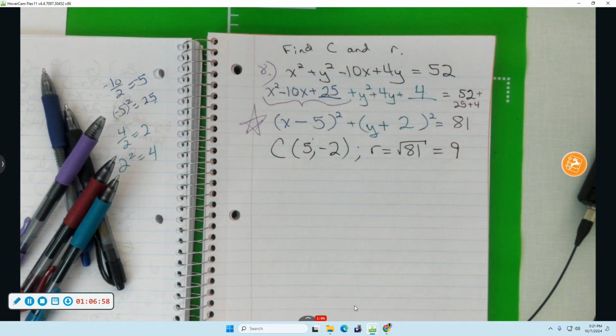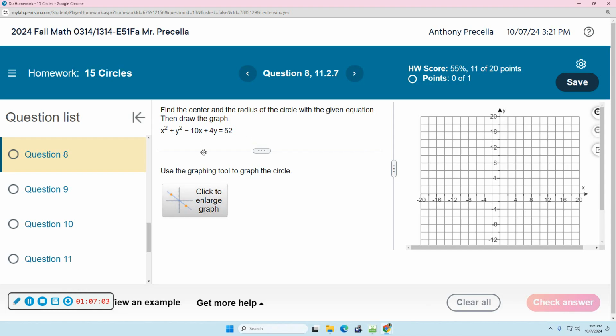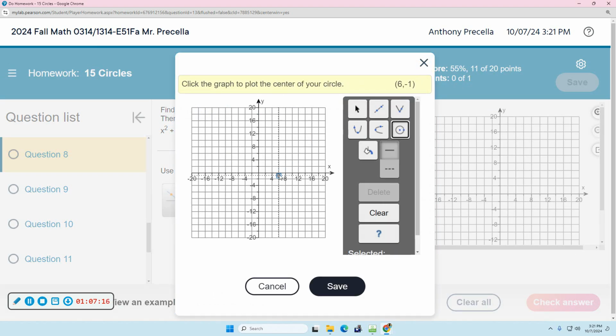Let me go back before I get timed out again. All they want me to do, they say to find the center and the radius because they want you to draw the graph. You don't have to type in the center and the radius, just the center. What did we say the center was? 5, -2. Notice the incrementing by units of 2. Each little tick mark there is 2. Wait a minute. 5, -2. Right there. There's the center. And the radius is 9.